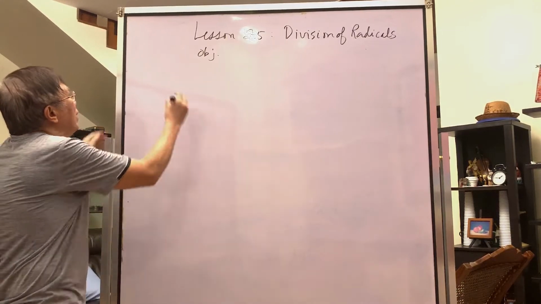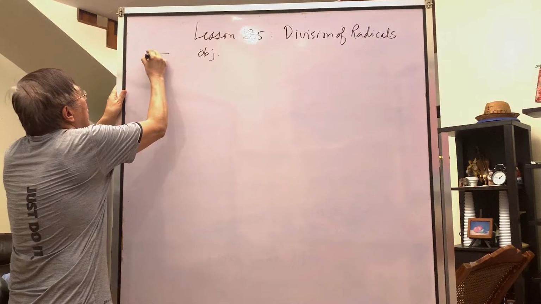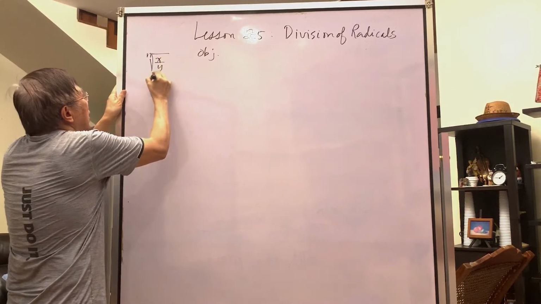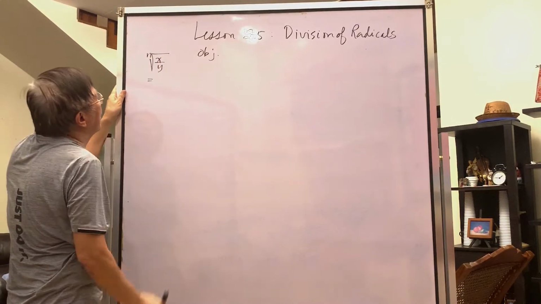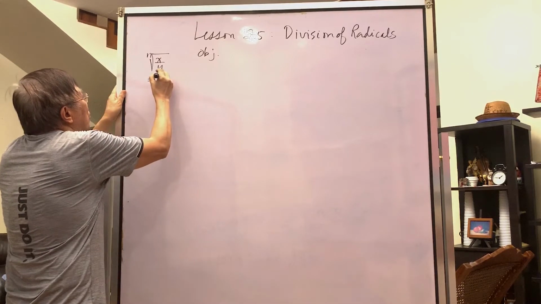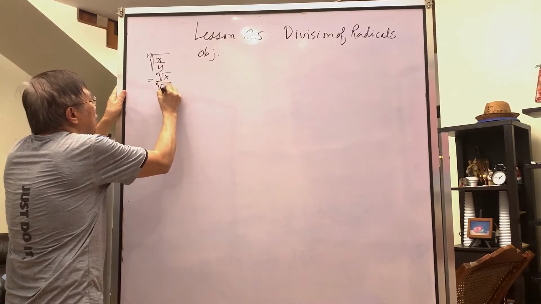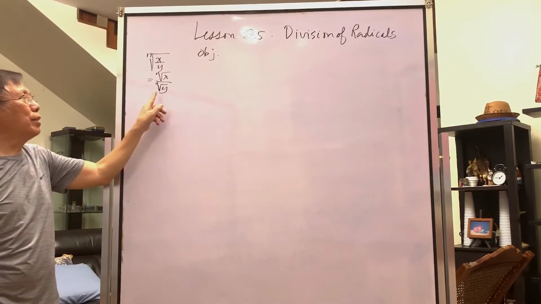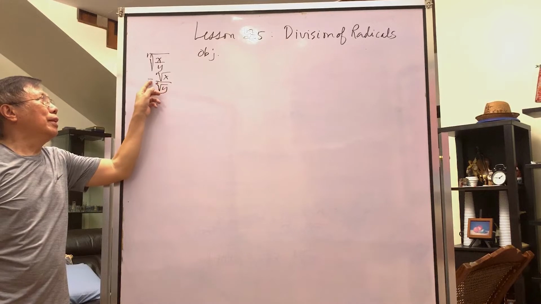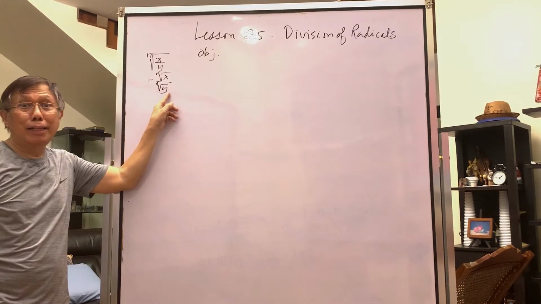And we will be making use of the property that the nth root of x over y means the nth root of x over the nth root of y. And note that we should not have radicals in the denominator.